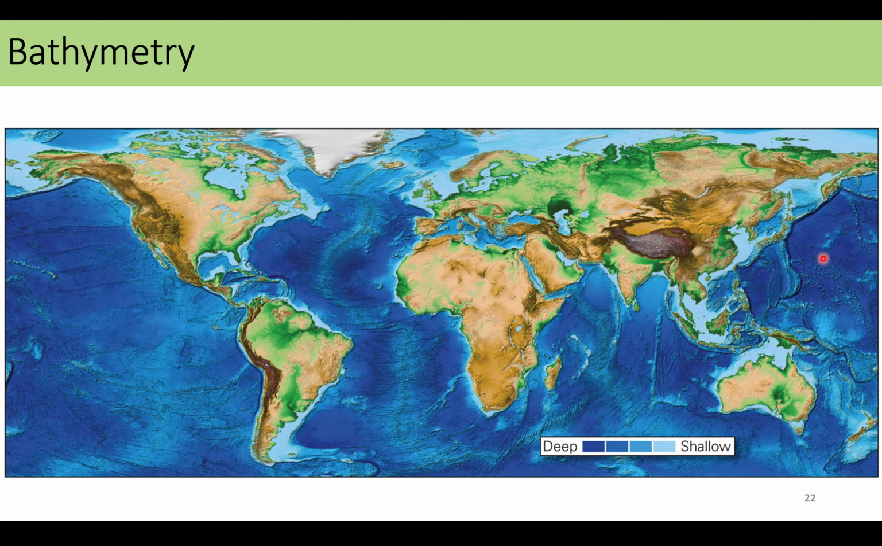So here is a map of bathymetry and topography. Bathymetry is the ocean floor, so the depth of the ocean floor. Topography is the elevation of our surface. So we have the deepest parts of our ocean in dark blue, the shallow parts of our ocean in light blue. You will notice here we do not have a very smooth ocean floor. There is quite a bit going on.